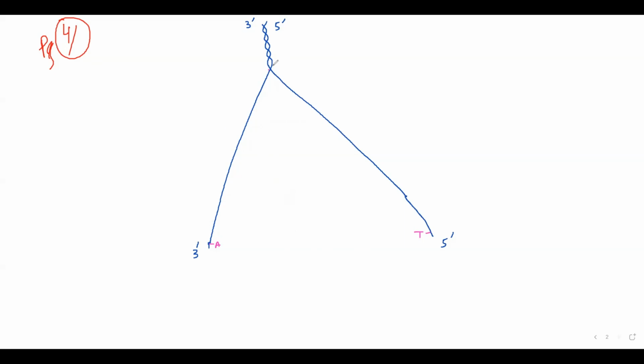And this place is called the replication fork. Consider this a zip, just like the zip of a jacket. So the point where it is opening, it goes further to open. So, replication fork.